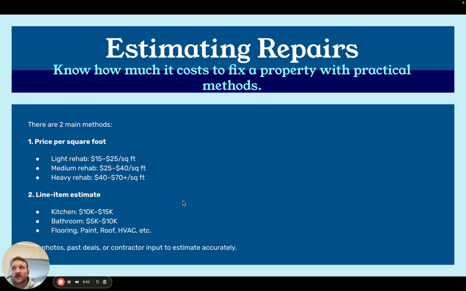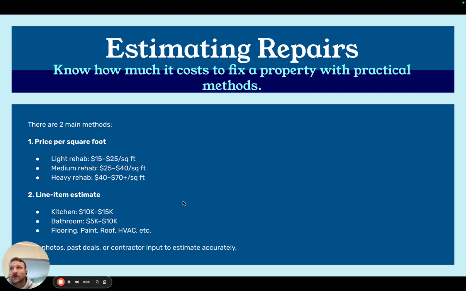So on a 1,000 square foot home, if you're doing a medium rehab, you're looking at about 40 grand to fix it up. If it's a heavy rehab, somewhere between 40 to 70 grand. Or you could do a line item estimate, knowing that a kitchen's going to be 10K, a bathroom's going to be 5, the flooring's going to be 5, the paint's going to be 5, the roof's going to be 8, HVAC's going to be 5, whatever it may be. And you can use both just so you can get practice. You can use one or the other.